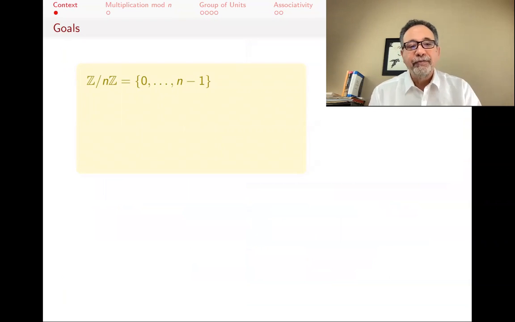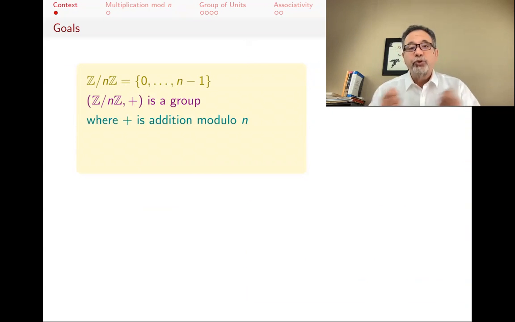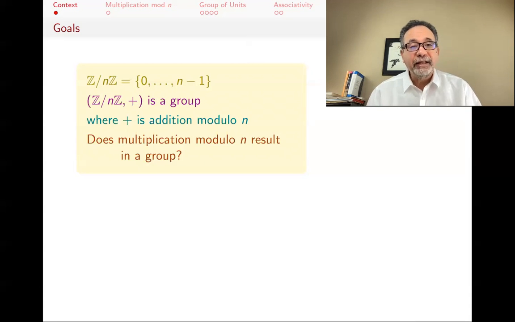Z mod n Z, I've defined as the set 0 through n minus 1, where addition is addition modulo n. You add two numbers the usual way, but then you find the remainder when you divide by n. That's a group. Subject of a previous lecture, this is actually a cyclic group of order n, meaning that it's always generated by one element, 1.